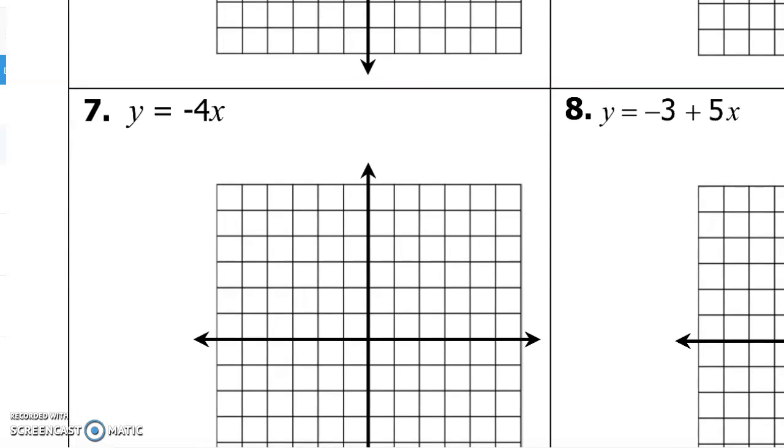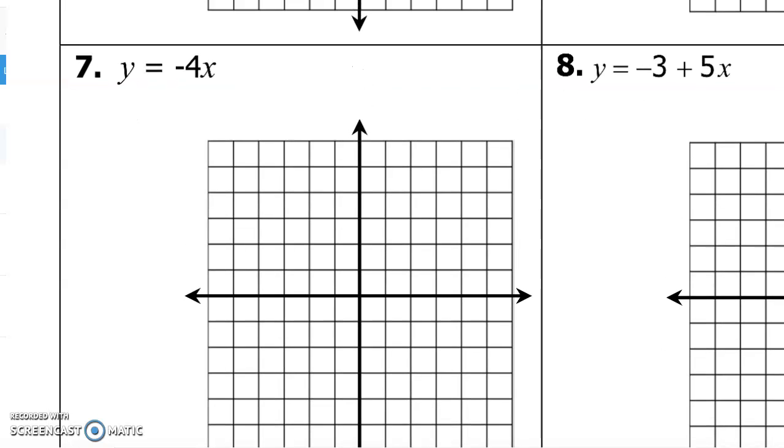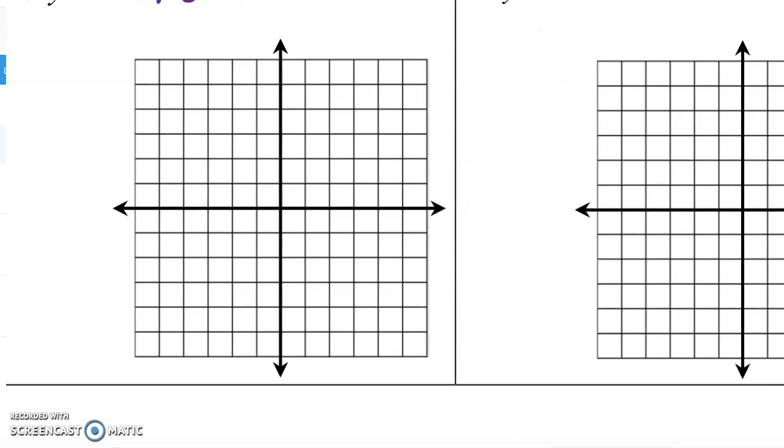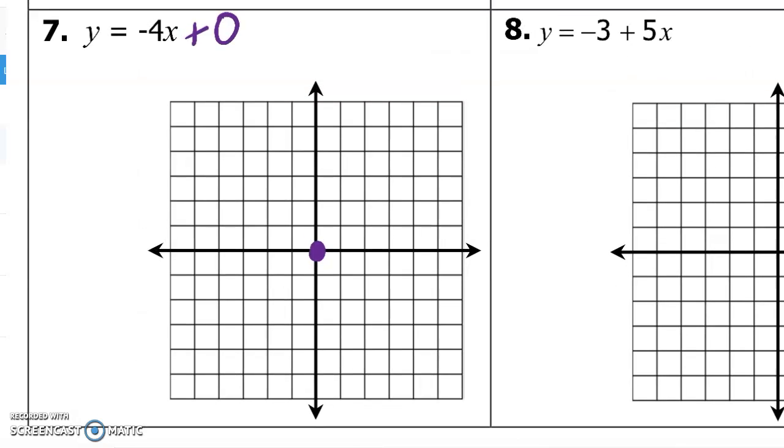Now, these last few, we'll get 7 done. There's no plus or minus, so you can always put plus 0. You can't put plus 1 because that would have already been there. Plus 0 means you don't have a y-intercept, so you start at the origin. Negative 4 over 1 means I go down 4 and right 1, up 4 and left 1. Connect our dots, put the arrows on.